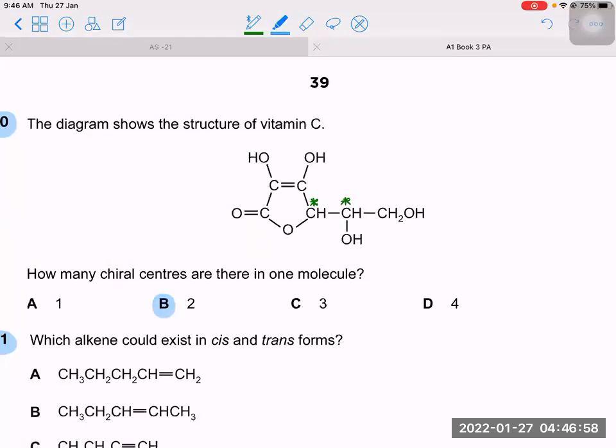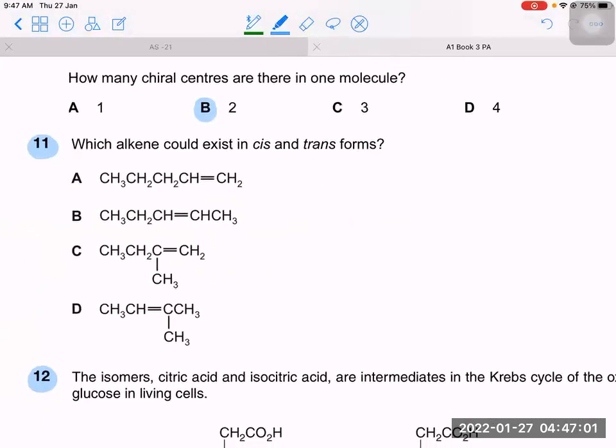Understood. Which alkene could exist in cis-trans form? So we need to look for what? Geometric isomerism. Can A be cis-trans? No, because this carbon has 2 hydrogens. It needs to have 2 different atoms or groups, so this can't be cis-trans. Let's see B. So B is C double bond C.